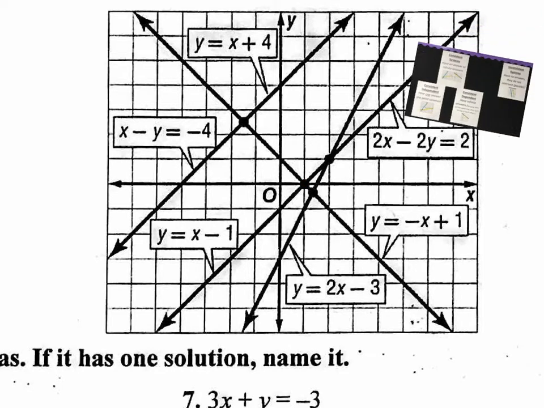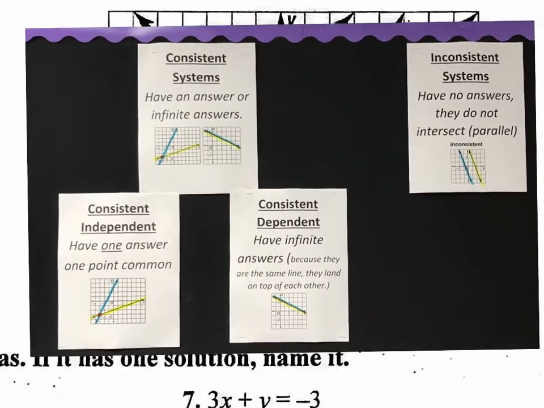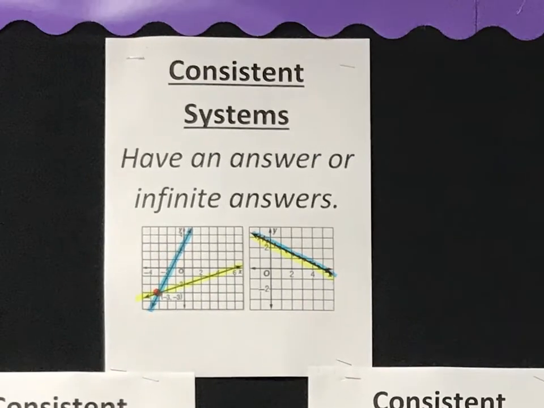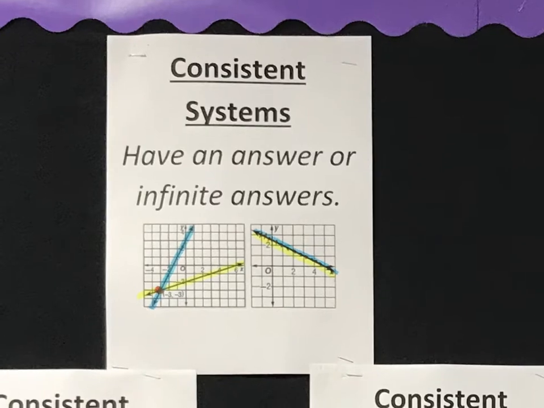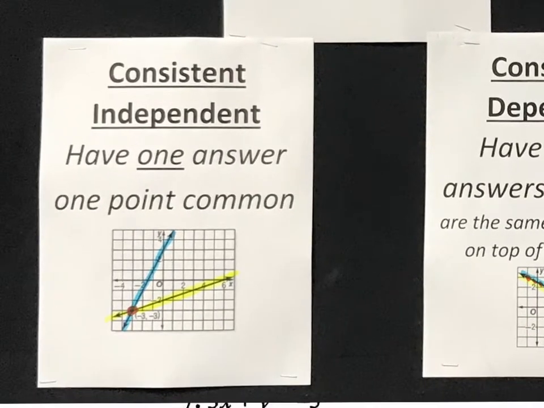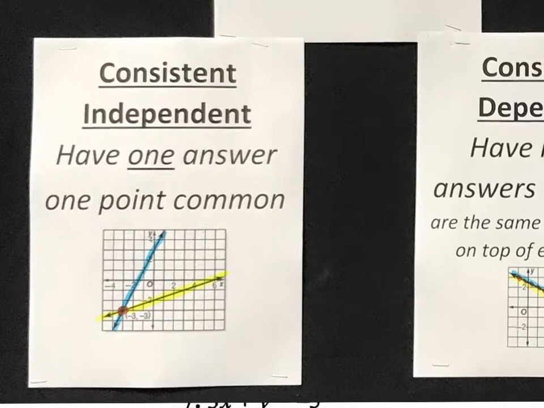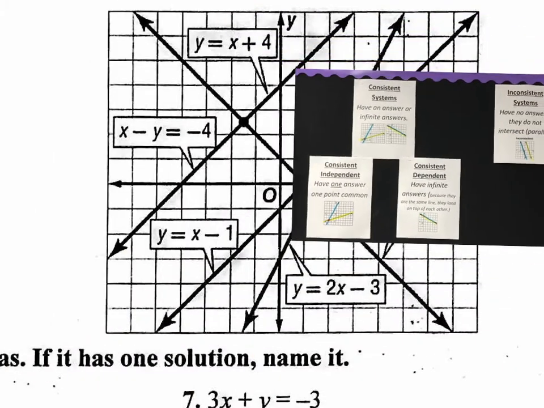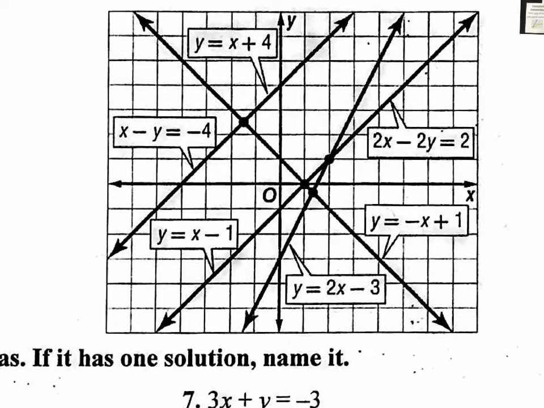Once again, to help you refresh your memory on the vocab, it's right here on the word wall. Inconsistent means that there is no answer. Consistent means that there is an answer or an infinite amount of answers. So if it's consistent, you have to ask yourself, is it just one answer, which means consistent independent? Or is it an infinite amount of answers, which means consistent dependent? That's when the lines are the same line. So all they're asking you to do on this first part is look at the lines that they already graphed for you and determine if it's consistent dependent, consistent independent, or if they're parallel, you would just say inconsistent.